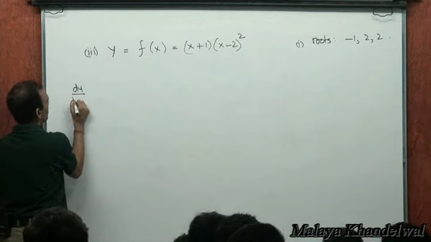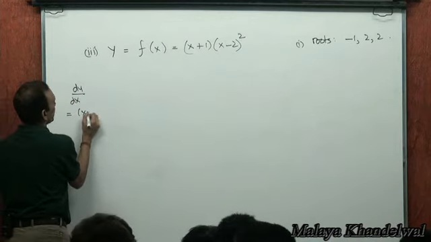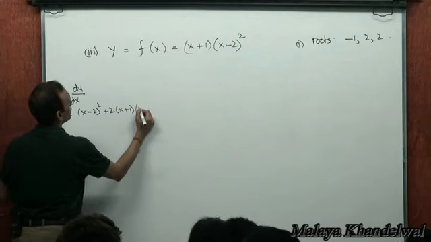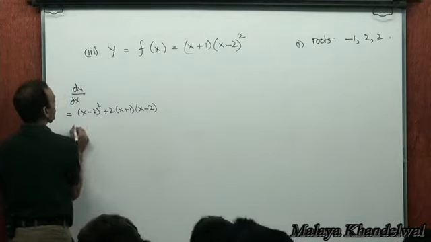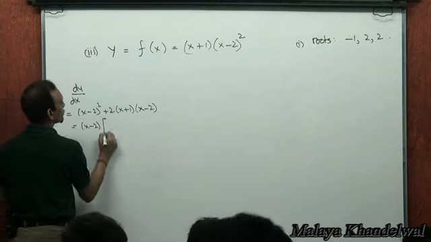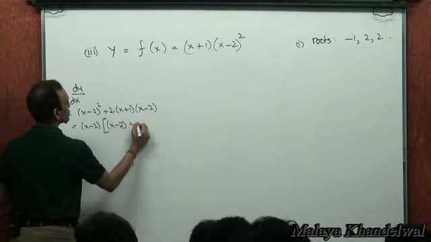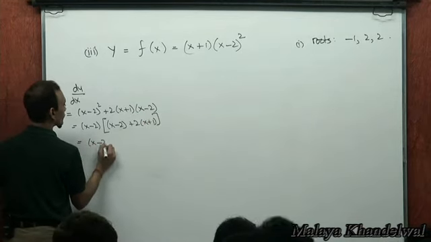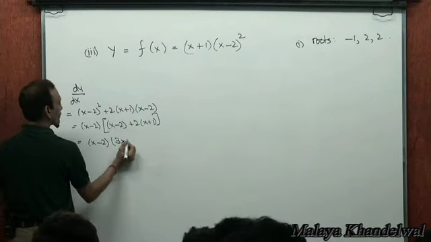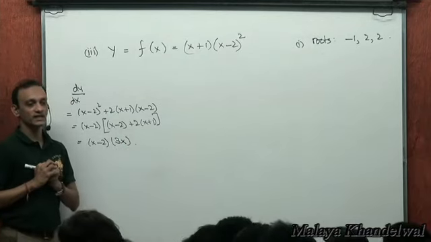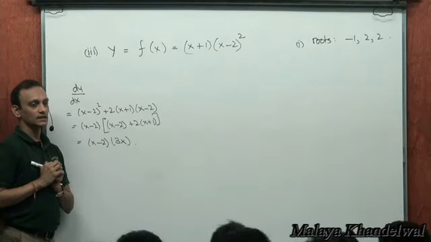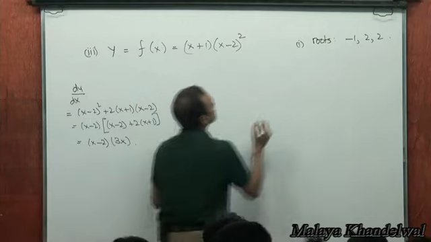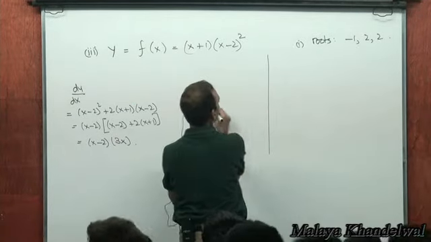dy dx is x minus 2 whole squared plus 2 into x plus 1 into x minus 2, which is x minus 2 into x minus 2 plus 2 into x plus 1, that is 3x. That's dy dx, right? So one thing, the roots are minus 1, 2, 2.